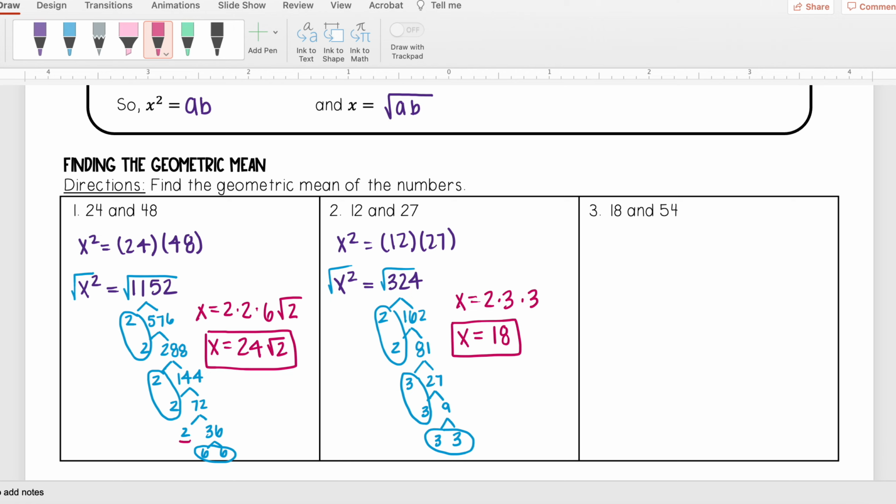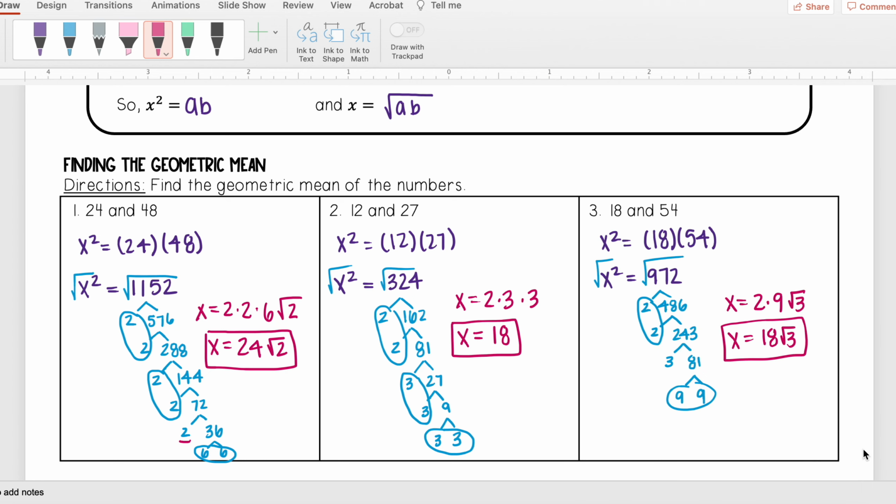Okay, go ahead and pause the video. I want you to try number 3 on your own. When you think you have it, go ahead and press play. The answer you should have gotten is x is equal to 18 times the square root of 3.